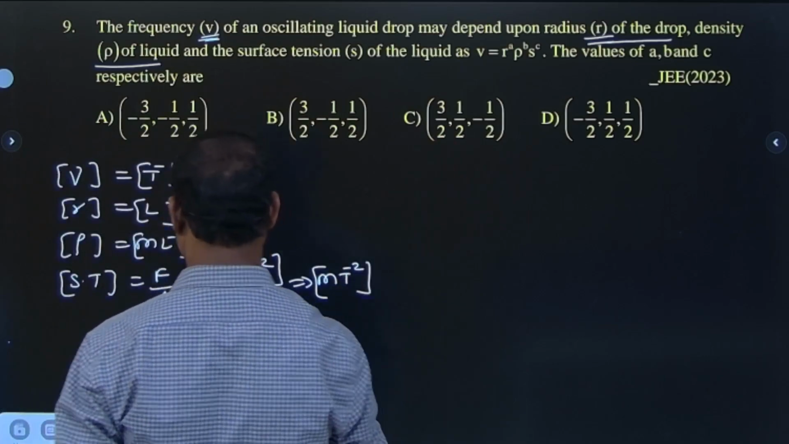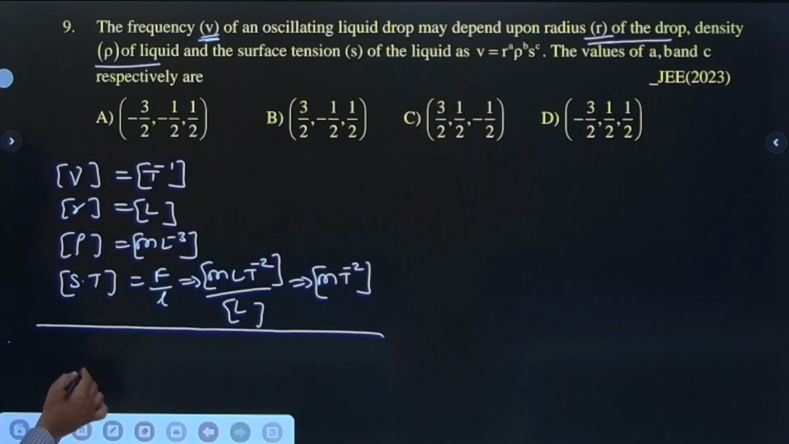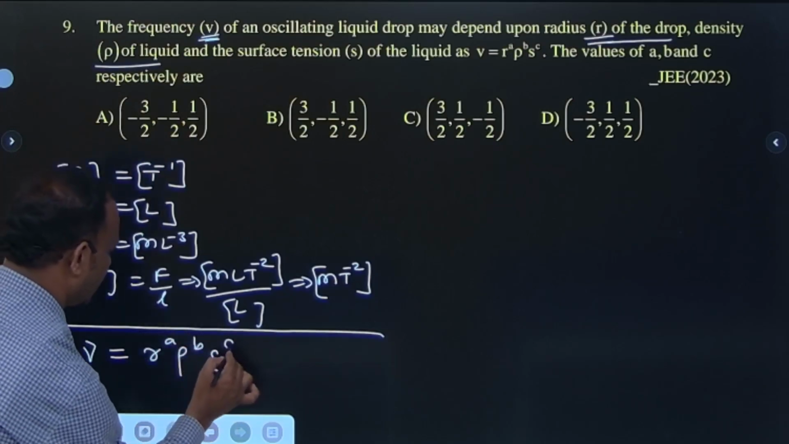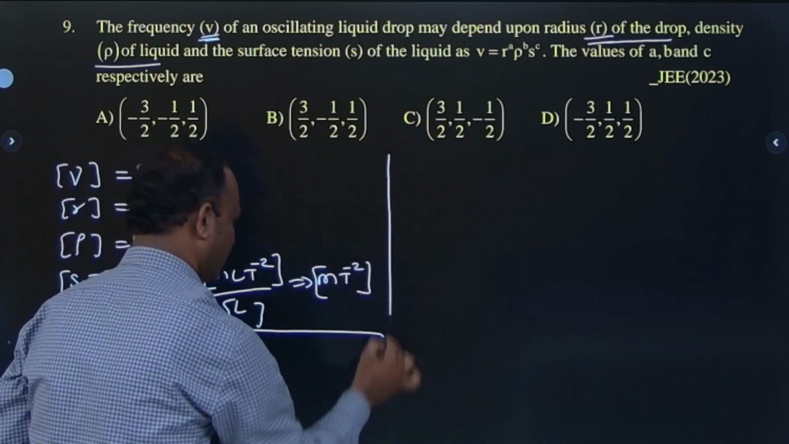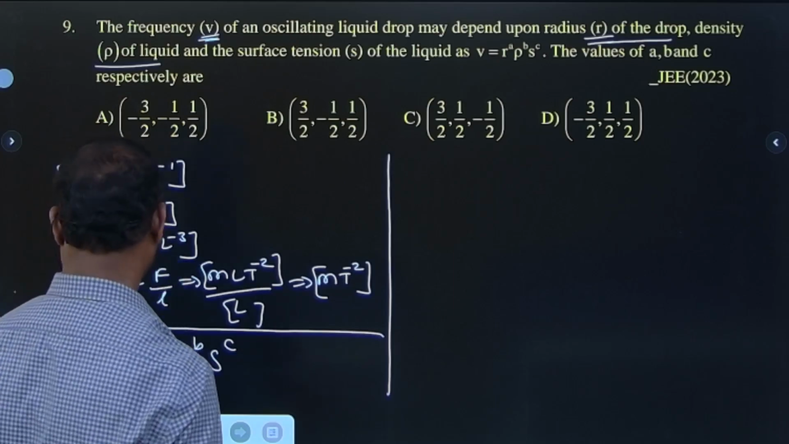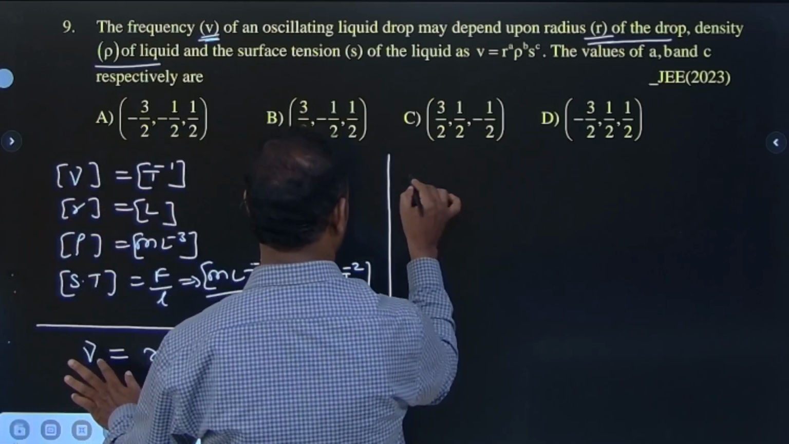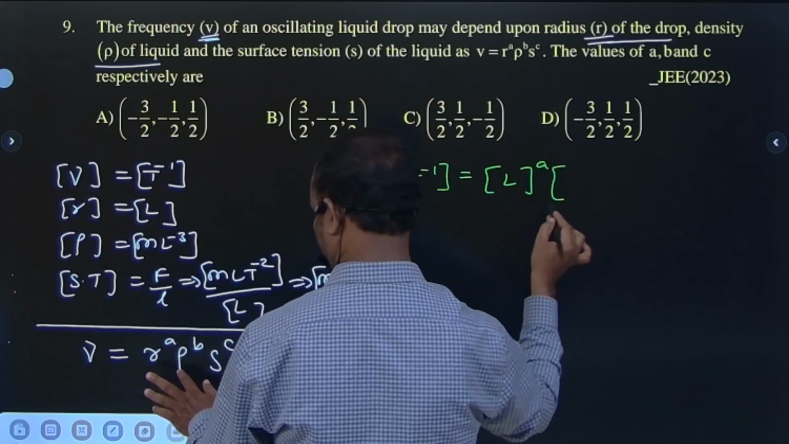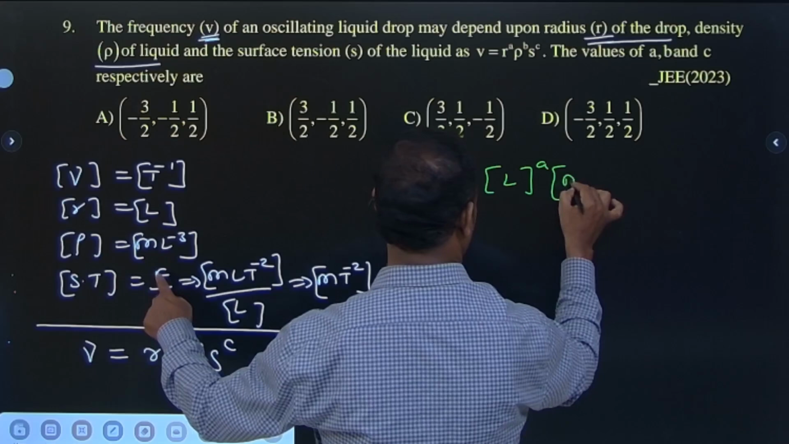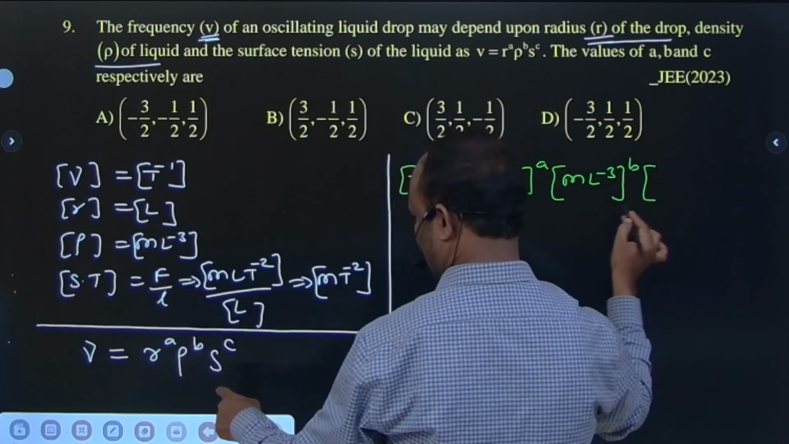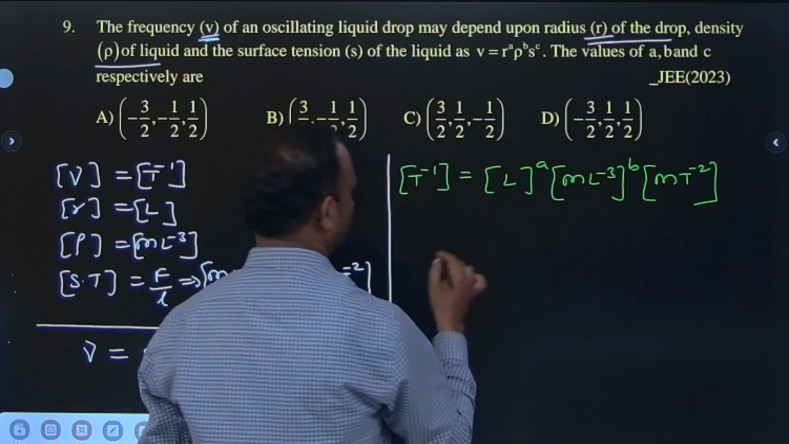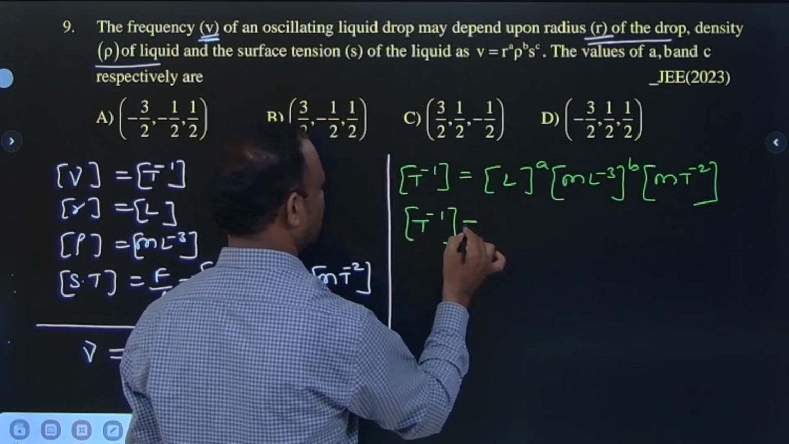And next one, the expression as given: nu is equal to R to the power of A, rho to the power of B, and S to the power of C. First write all the given dimensional formulas. Nu dimensional formula T minus 1 is equal to R, which is L to the power of A, and rho, the density, M L minus 3 to the power of B, and next S, surface tension, M T minus 2.